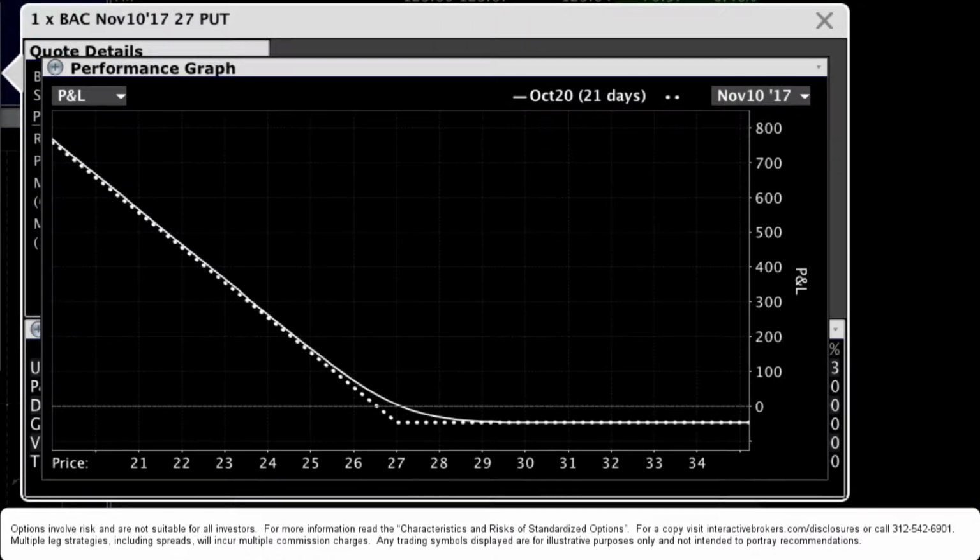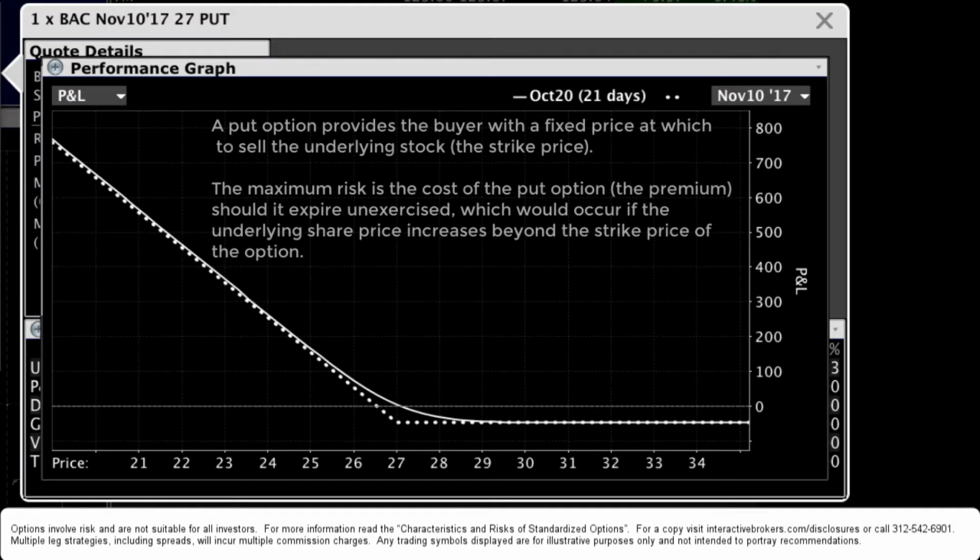Conversely, an investor may be bearish on a stock and could buy a put option, giving him the right to sell a specified number of shares by expiration at a price agreed upon today. Once again, the current market price of the underlying shares, the amount of premium paid by buyer to seller, and the cost of commissions and fees can have an impact on whether the tactic is profitable. A put option provides the buyer with a fixed price, the strike price, at which to sell the underlying stock. The maximum risk is the cost of the put option, the premium, should it expire unexercised, which would occur if the underlying share price increases beyond the strike price of the option.